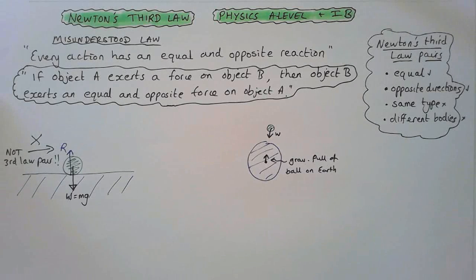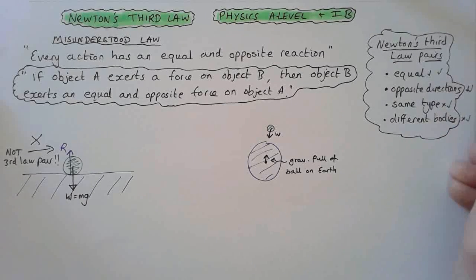So now, yes, this time they're equal, although that's maybe quite hard to believe. I'll come back to that. And they are in opposite directions, that's clear. They're both gravitational forces, and crucially, they act on different bodies. So this time I can tick all four ticks. One's acting on the ball and one's acting on the Earth. So this time it looks a little bit more promising.